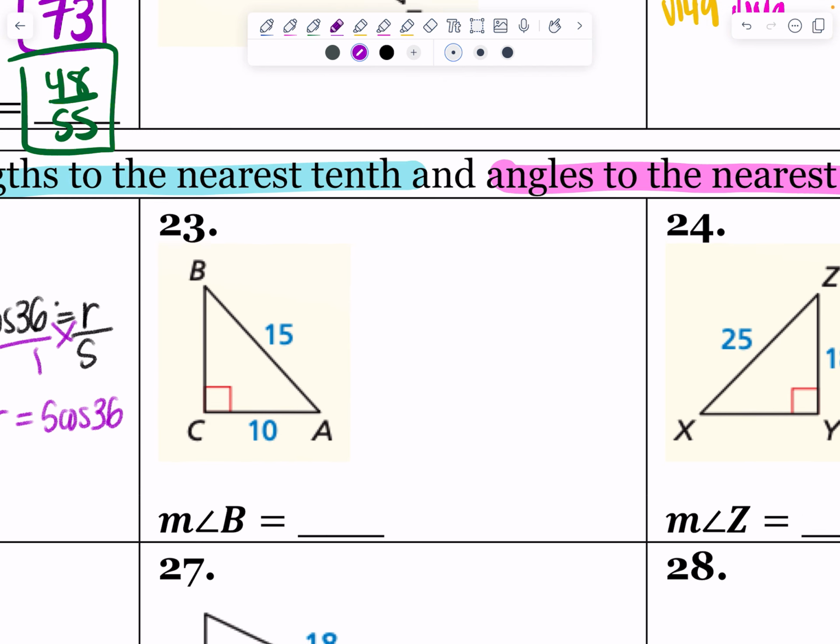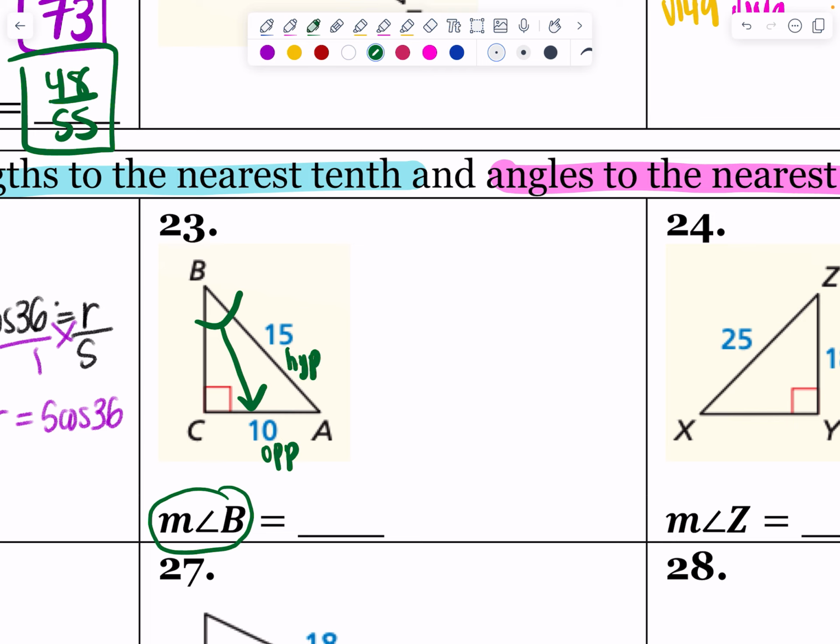Number 23, we're solving for angle B. As soon as you see that we're solving for an angle, we know we're going to be using some inverse trig. And so here's what that means. From this angle, my 10 is my opposite, my 15 is my hypotenuse. So I'm going to be using inverse sine. To find angle B, it's going to be the inverse sine of opposite over hypotenuse, so 10 over 15. So we just type that into our calculator by clicking second sine, 10 divided by 15.